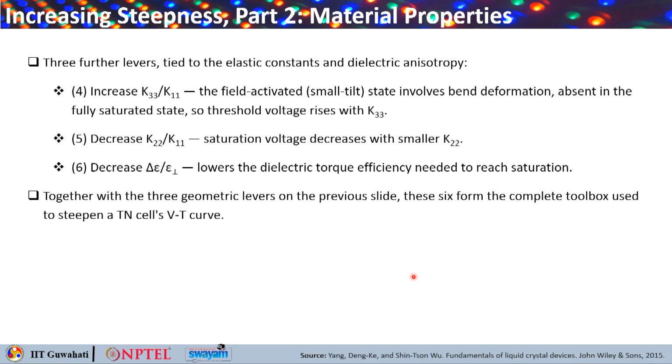So wrapping up all these three things that you have seen here and the three levers that we saw earlier, together we have seen 6. So the three geometric levers we have seen earlier and the three shown here, these are basically the 6. Together they form a complete toolbox that can be used to steepen the twisted nematic cell's voltage transmittance curve.